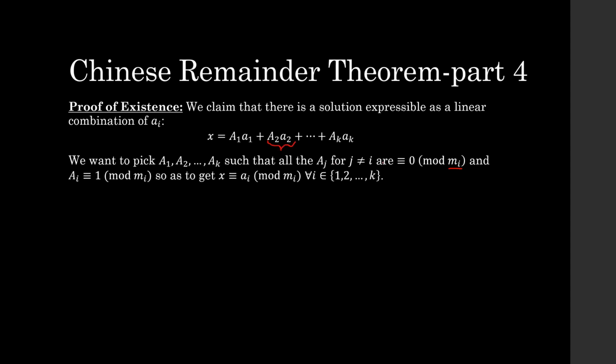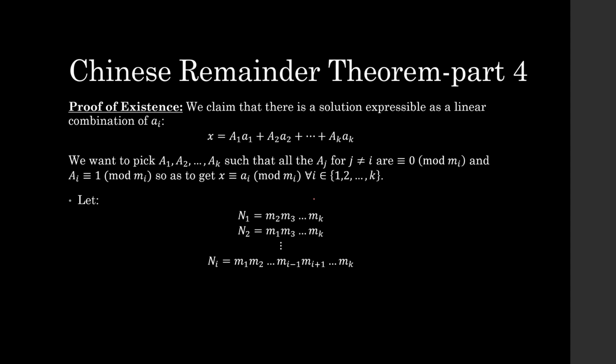Well, if big A1 and A3 and all the way to Ak are congruent to 0 mod m2, then all these terms are going to disappear mod m2. And so in our congruence, we're going to be left with x is congruent to big A2 times a2. And so that means that the final restriction we need is that big Ai is congruent to 1 mod mi, so that in the end we get x is congruent to a2 mod m2. Exactly, and it'll be the same for all of them. Okay, so let's see how we might actually do that.